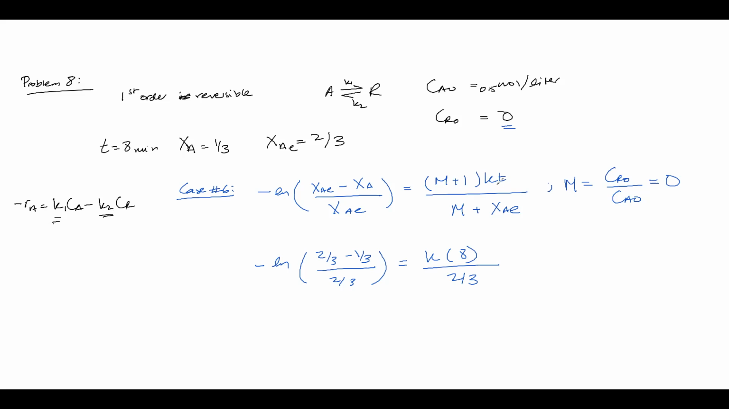For case number 6, just remember that this equation right here is for k1. So for case number 6, I have two expressions. This is the first expression. And then my second expression will be k1 over k2 is equal to (M plus XAe) divided by (1 minus XAe). So I need to find both k1 and k2.